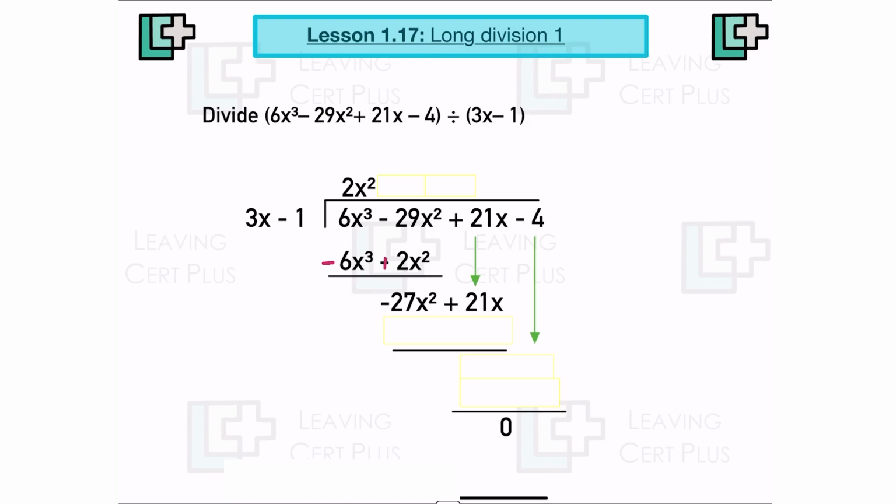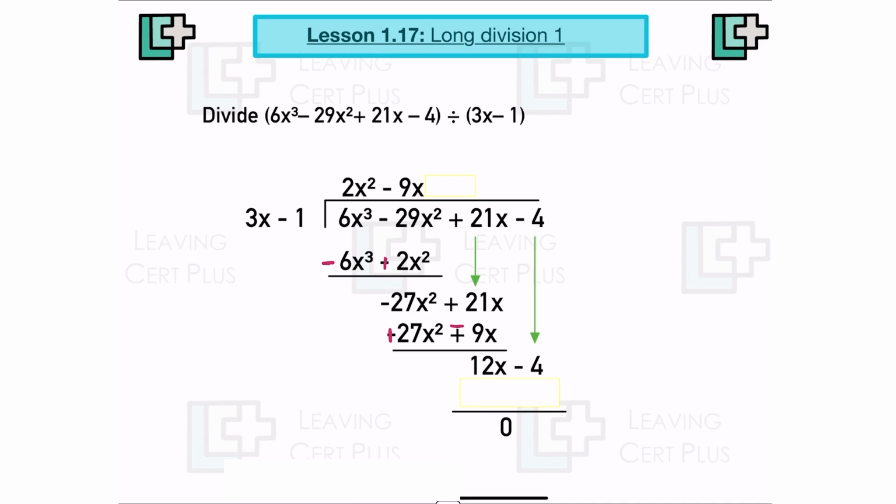Next, you're back to the start. You're asking, what do I need to multiply that 3x by to get this minus 27x squared? So that's going to be minus 9x. So that's what you put on top, and then you have to multiply that minus 9x by each term again. Once you do that, you're going to get the next line, and then you have to change signs again. So you're going to say it's plus 27 and minus 9. When you take them away, you're going to get 12x, and then you can bring down this 4.